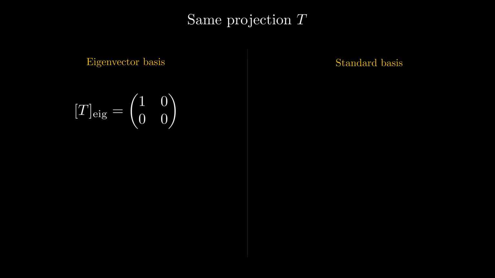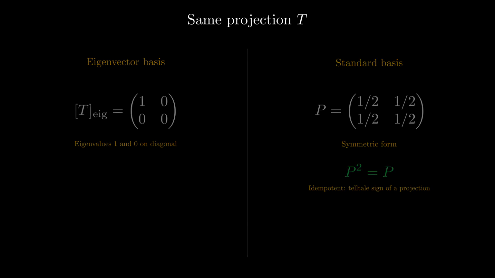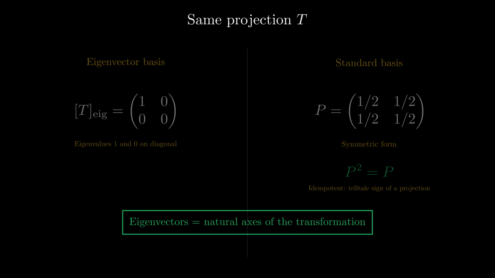Place them side by side. The eigenvector basis gives a clean diagonal, 1 and 0 on the diagonal, with the eigenvalues exposed for all to see. The standard basis gives the symmetric form, with that telltale property of projections. Squaring, it returns itself. Both matrices act on vectors and project them onto the line. They are connected by a change of basis transformation, but neither is more correct than the other. Eigenvectors aren't an exotic trick. They're the natural axis where a transformation finally tells you what it really does.